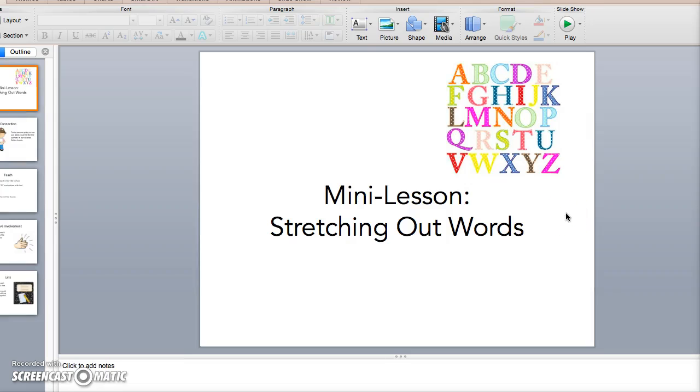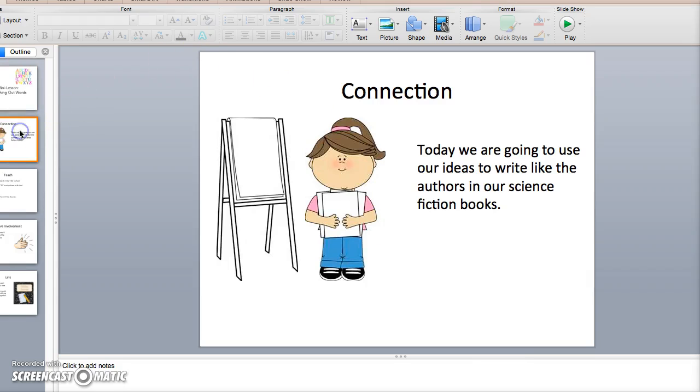This is a mini lesson where we are going to practice stretching out our words. So, we have read many different science fiction stories and discussed the elements that authors use throughout those. And we've also practiced planning our own ideas using science fiction. Today we're going to use our ideas to write like those authors, but we are going to learn how to write words that we are unsure of how to spell.